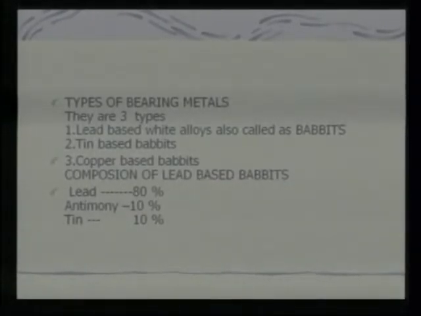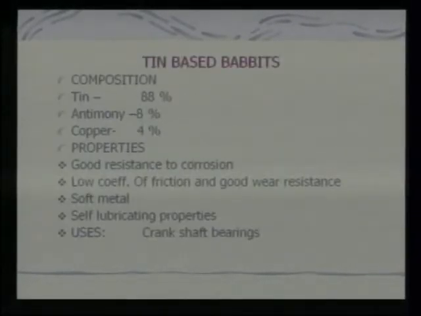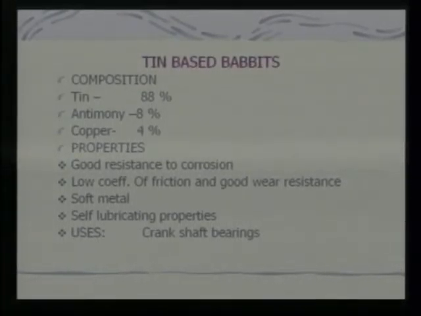Types of bearing metals: there are three types. Lead based white alloys, also called babbitts. Number two, tin based babbitts. Number three, copper based babbitts. Coming to the composition of lead based babbitts: lead is up to 80%, antimony 10%, tin 10%. Tin based babbitts: their composition is like this: tin is up to 88%, antimony 8%, copper 4%.